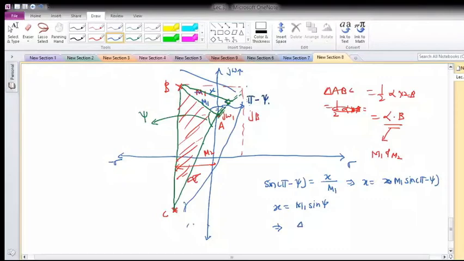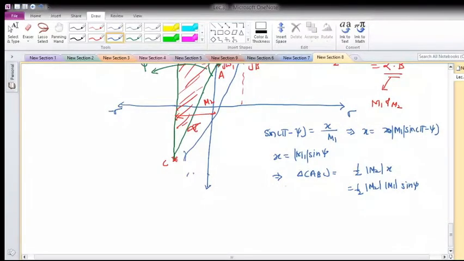Again, the area of triangle ABC will be 1 by 2 into base, which is m2, into x. X has been calculated as magnitude of m1 into sine psi. This I can write that way, so this will be now half m1 m2 into sine psi.